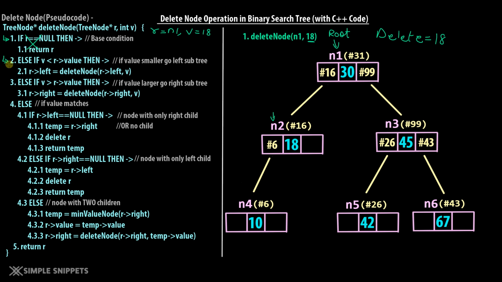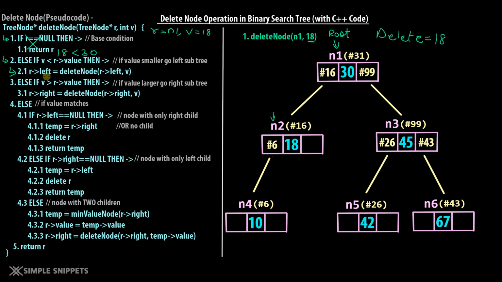You will proceed forward. Over here we will check else if v is less than r of value. v is 18. Is 18 less than r of value? r is n1. n1's value is 30. Is 18 less than 30? Yes. So now this second else if has become true. You will go inside. You will execute step 2.1.